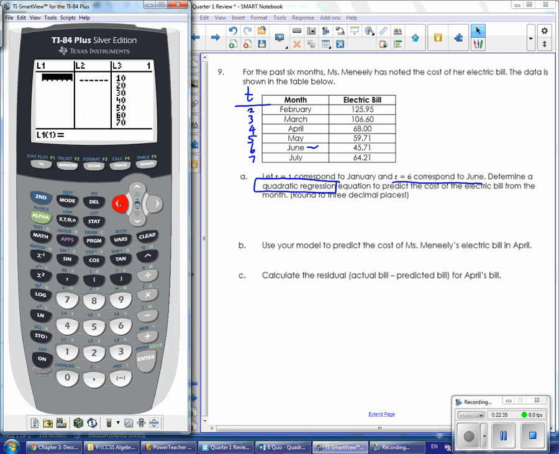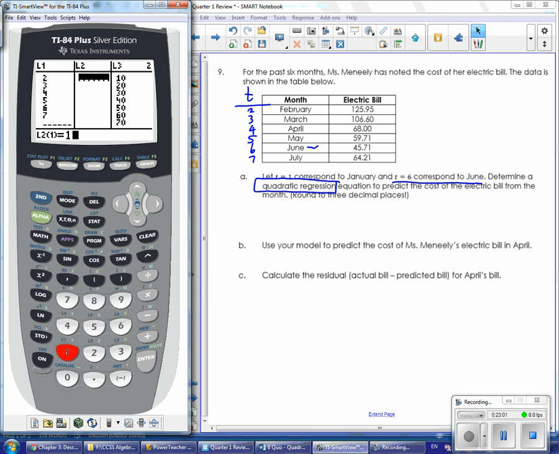So in list 1, again, I'm not entering in February, March, April, or May. I'm entering in the values of T. And be careful, because February is the month I'm starting with, and that's going to correspond to T equals 2. And we're going to go all the way to July, which is T equals 7. And then in list 2, I'm going to enter in the cost of the electric bill.